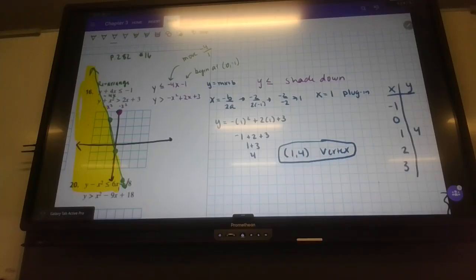Or you can just know the shape of the parabola. It doesn't have an A value. There's no stretch or shrink. So I know the shape of the parabola is down 1, over 2, down 4.